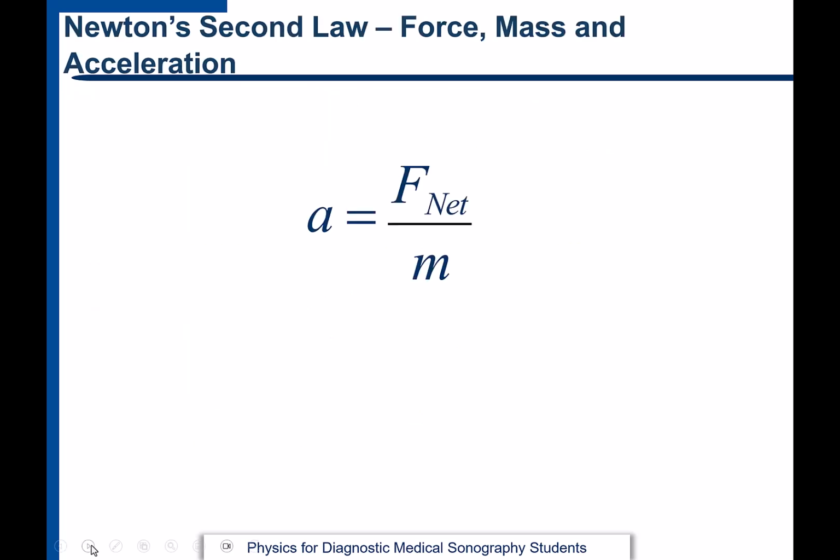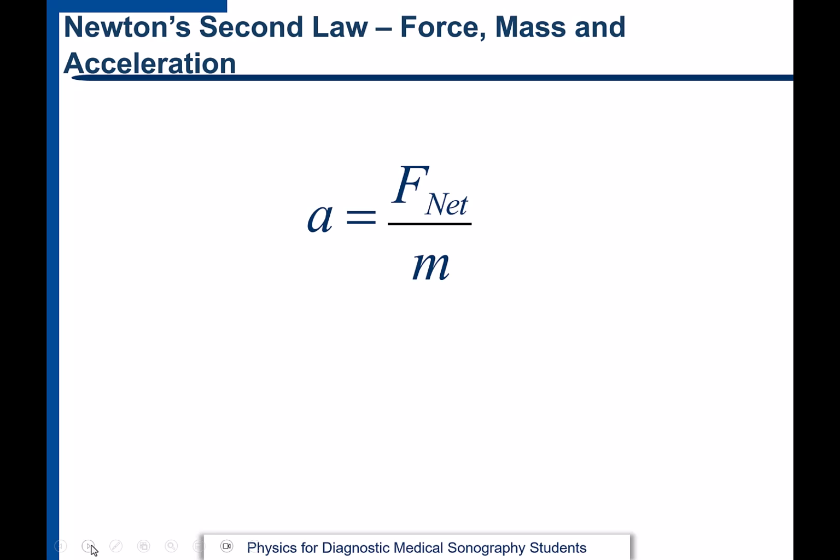So let's look at Newton's second law. Newton's second law says the acceleration is equal to the net force. Again, that's the sum of all the forces acting. And because forces are vectors, we have to pay attention to the direction. So the net force divided by the mass of the object that we're exerting the force on. So in the case of trying to push the car, the mass is the mass of the car.